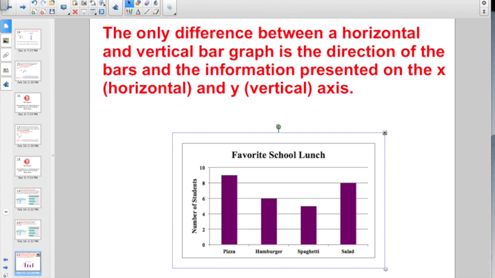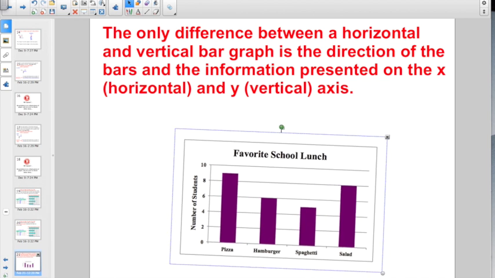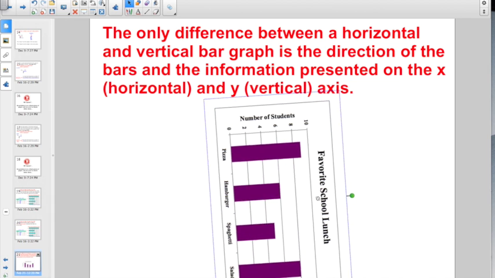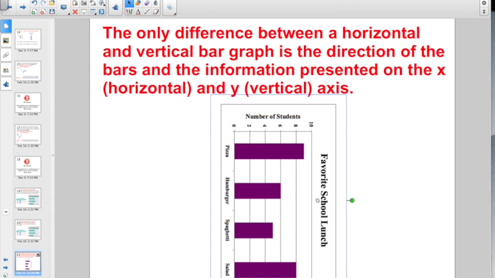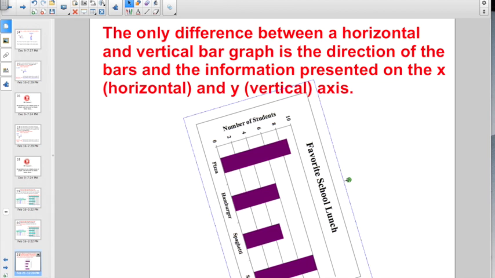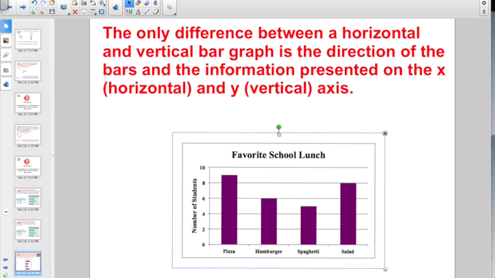I mean, I could start off with a vertical bar graph, or if I just tipped it on the side, switch some titles around, it'd be easy to display it as a horizontal bar graph, right? Pretty much that's all there is to it.